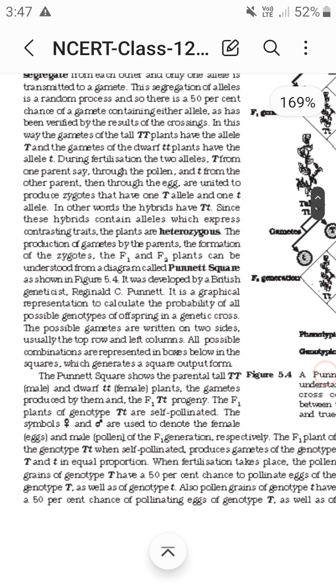Okay, Punnett square. You see, the Punnett square was developed by a British geneticist, Reginald C. Punnett. It is a graphical representation to calculate the probability of all possible genotypes of offspring.